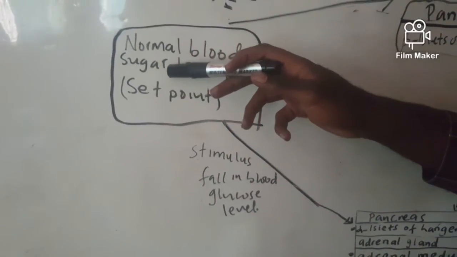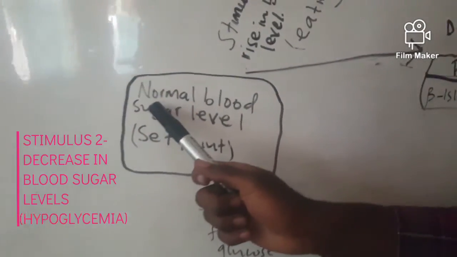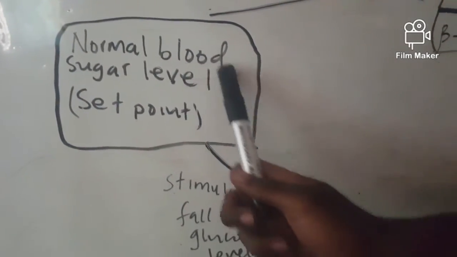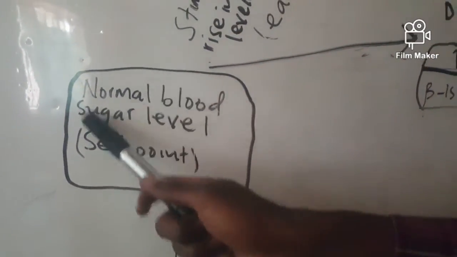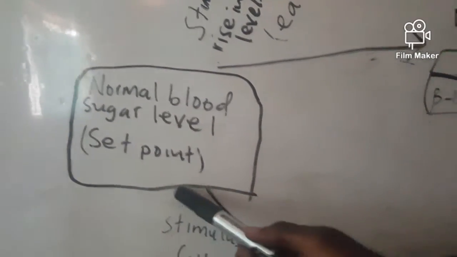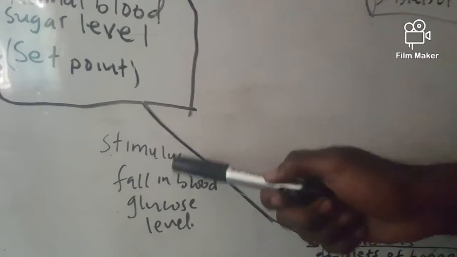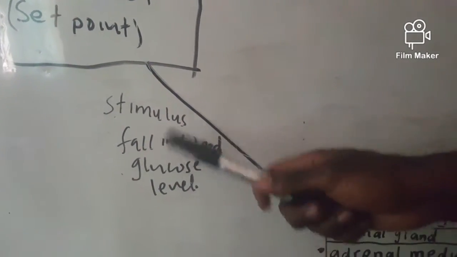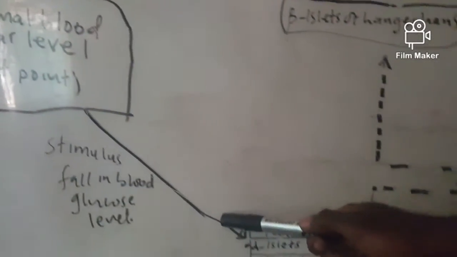Let's go on and look at what would happen in this case. We are having the normal blood sugar level, otherwise the sugar level is at its set point. This is component 1, the set point. So let us assume a stimulus is brought in, and that is a fall in the blood glucose level. So it has reduced from the set point, going below.